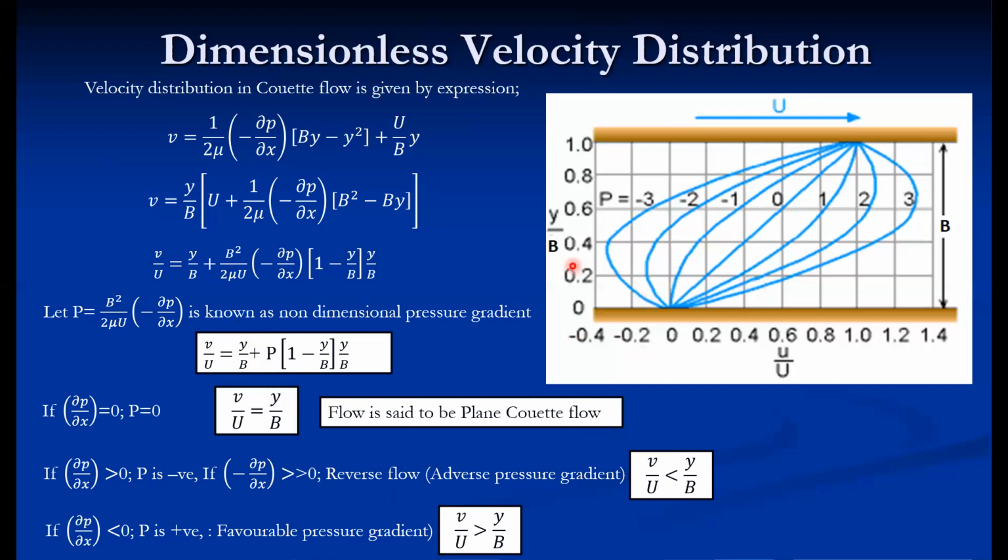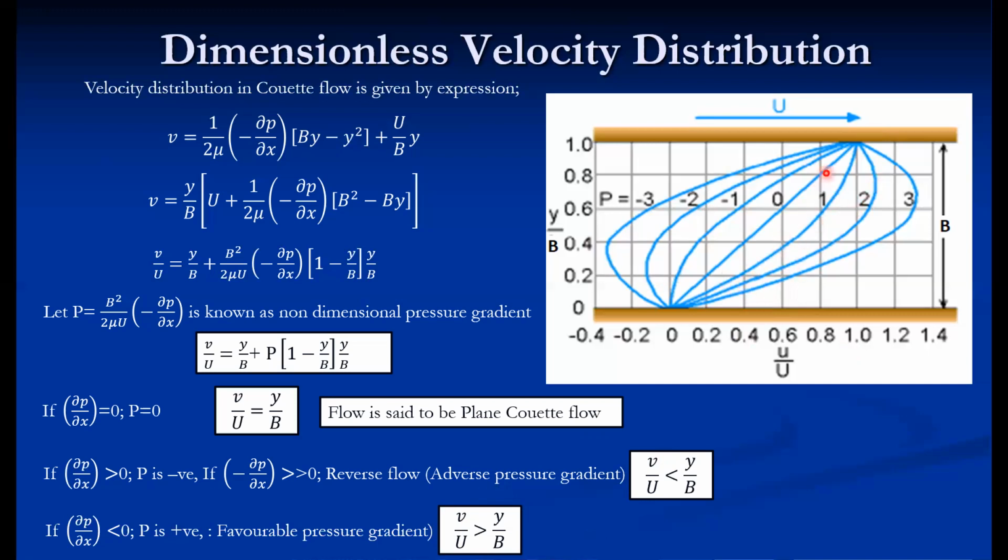Suppose, for example, this is 0.2, and for these cases 1, 2, 3, v by u comes around 0.2 for this one curve, it comes around 0.4 for this one curve, and it comes around 0.6. So v by u is always greater than y by b. That is for 1, and it keeps on increasing.